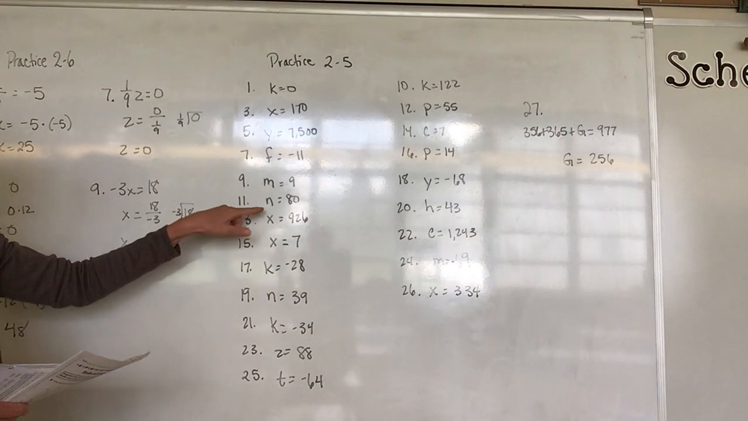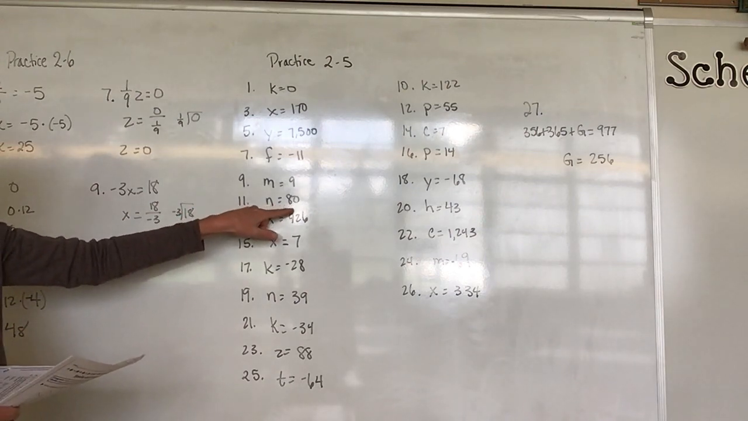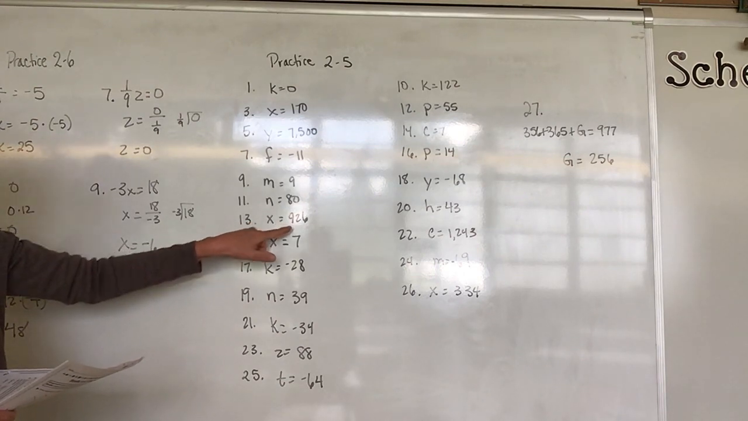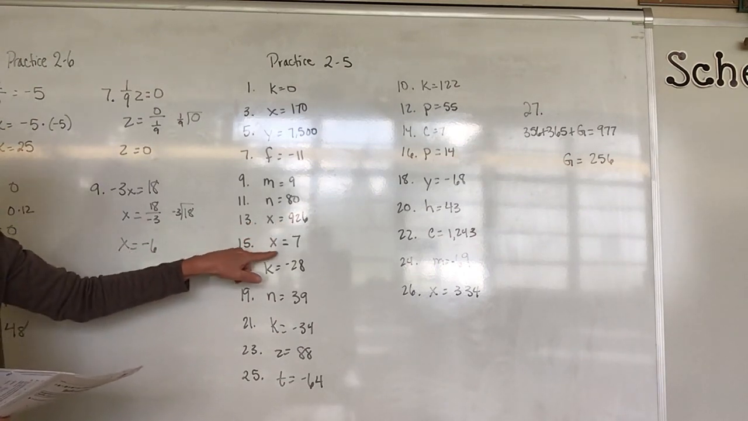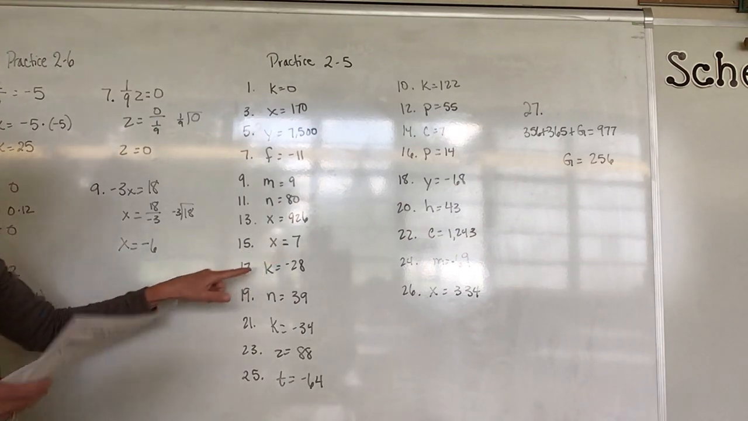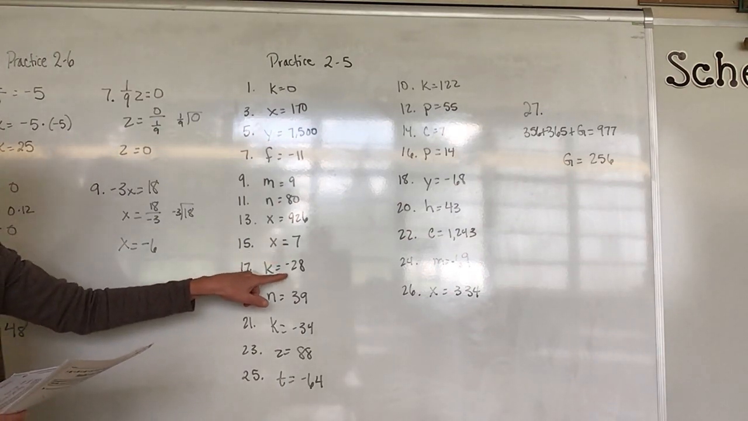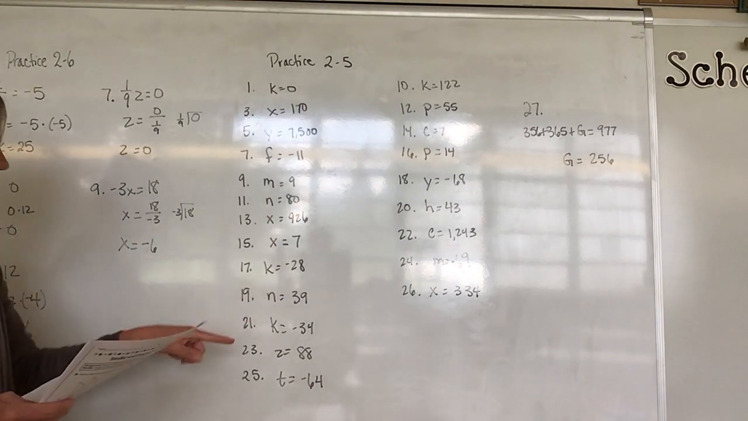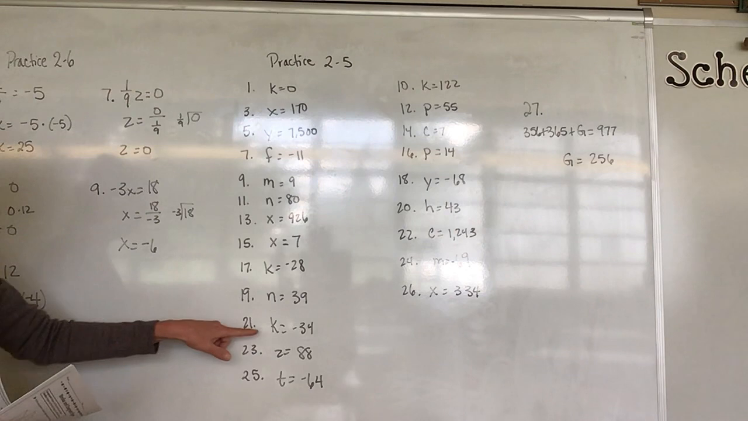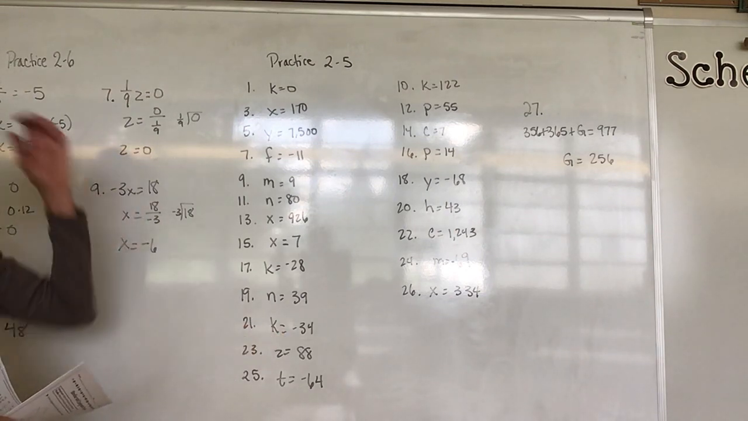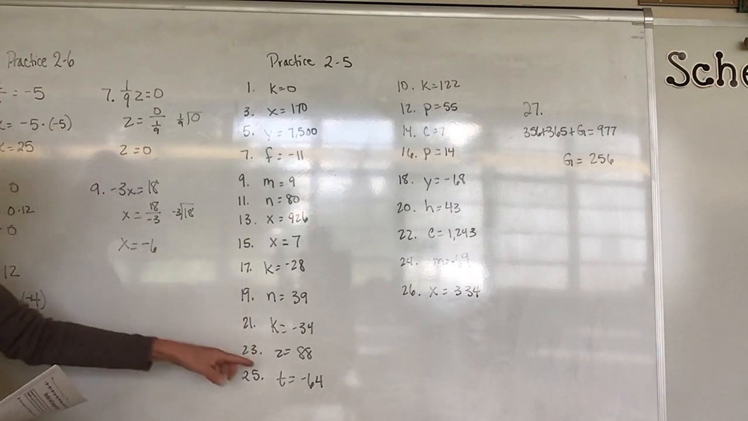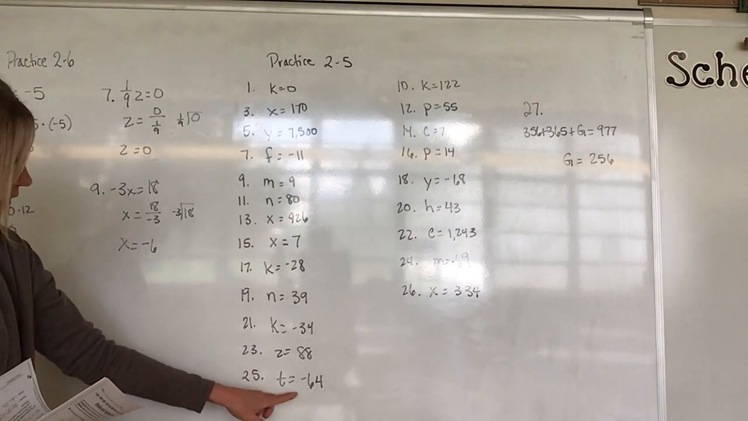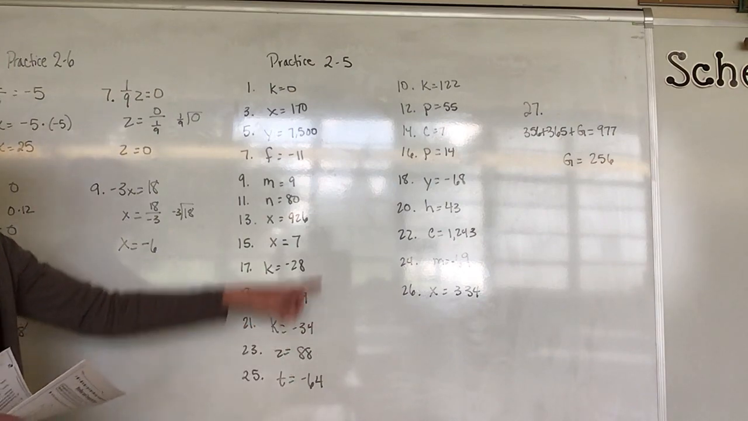Number 11, N equals 80. Number 13, X equals 926. Number 15, X equals 7. Number 17, K equals a negative 28. Number 19, N equals 39. Number 21, K equals a negative 34. Number 23, Z equals 88. And number 25, T equals a negative 64. Okay, let's come over here.